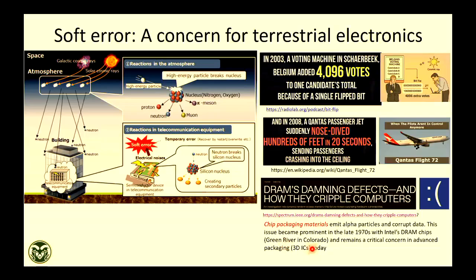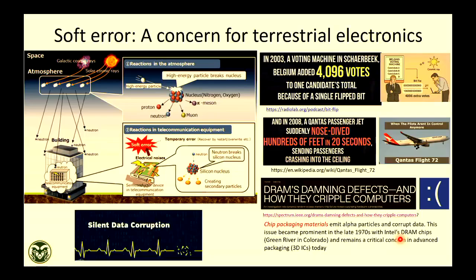And whatever I'm saying is well proven. It's not a hypothesis. People have done thorough research, and those links will help you if you want to know a little bit more about those incidents. So you can see that radiation effects are not just an issue for space-based systems. Even on Earth, at the terrestrial level, it can cause data corruption.